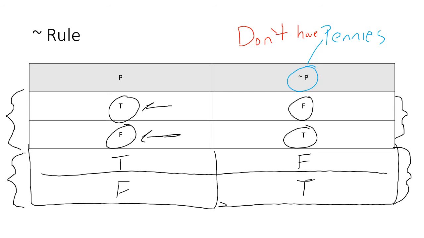But the tilde is very easy. A tilde is just taking the value that's in the key and flipping it over. And as we get more complicated, tildes can be outside sentences, so it just flips the whole value of the sentence. But we'll get to that as we progress.